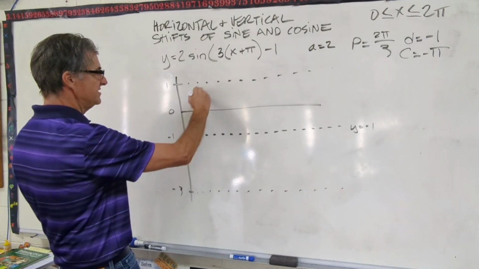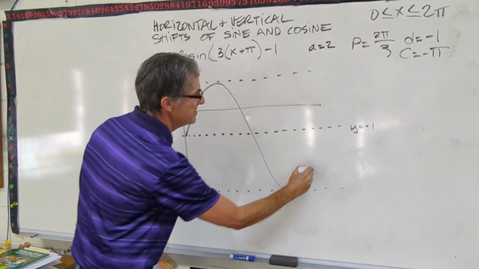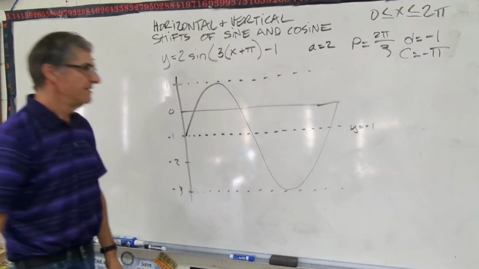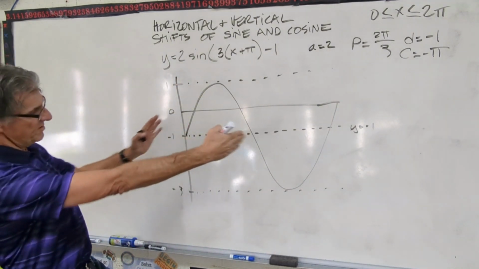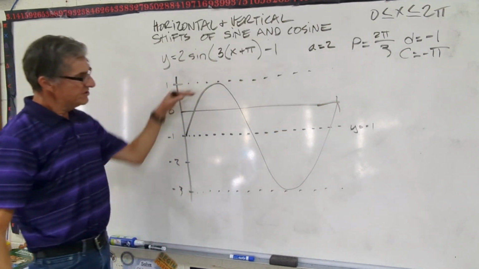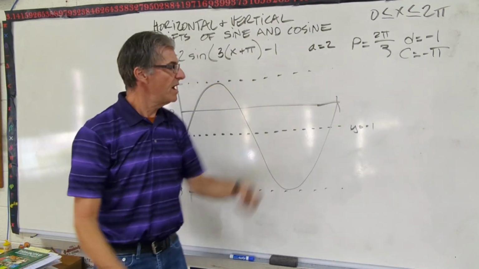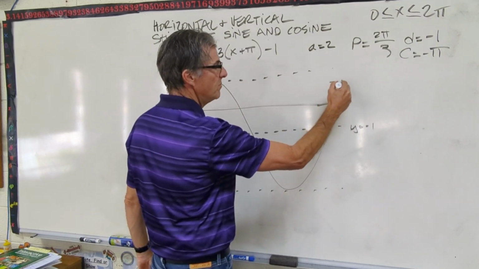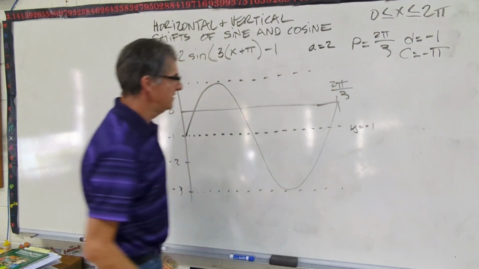And then I'm going to make my sine graph go up to the max, down to the min, and back up. Okay, so there's my sine graph. It's a little bit wobbly, but it's good enough. Now, this point, this is a full period. My period is 2 pi over 3. I can say 2 pi over 3 right there.